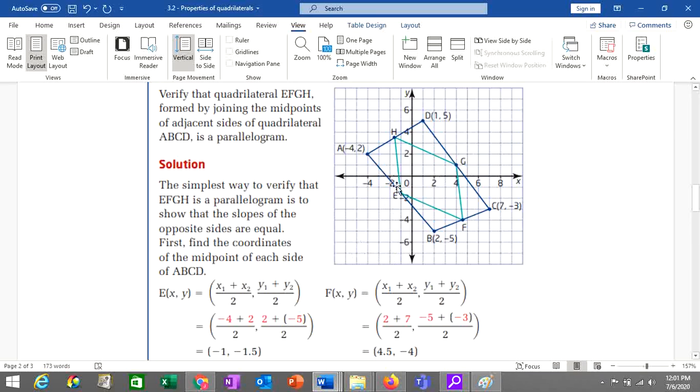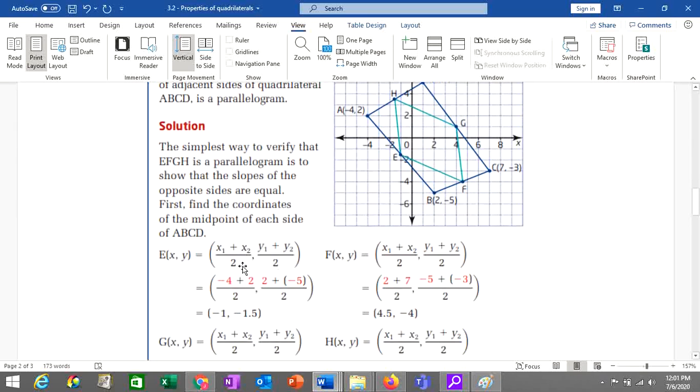So like we said, E is the midpoint between A and B. So we're just going to use the midpoint formula. We can get our point here as (-1, -1.5), right? With x1, x2, y1, y2. So that's just these two points that you're subbing into that formula. You can see there's x1, there's x2, there's y1, there's y2, all plugged in, and we get our midpoint.